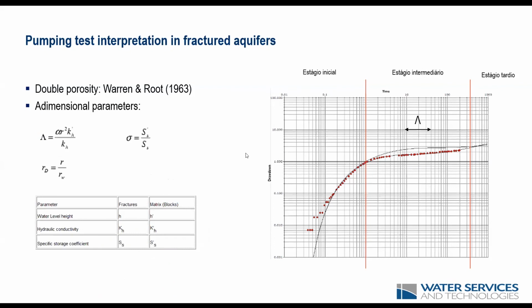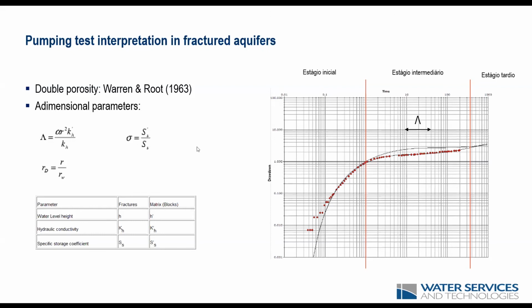Now, continuing on this interpretation, we have two geometrical parameters, which are adimensional, which are lambda and sigma, and they characterize the flow from the matrix to the fractures. So for a given sigma value, varying the lambda will change the time when the flattened part of the curve, which is this intermediate stage, starts.